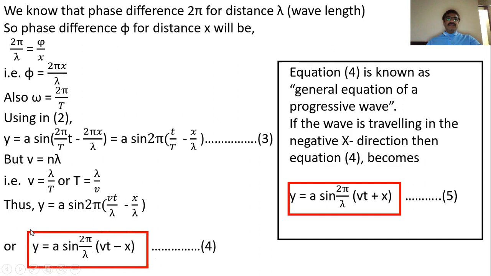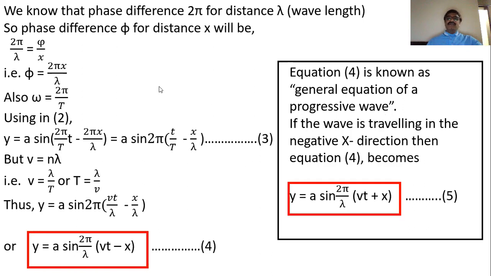This represents the displacement of a particle when a progressive wave or wave motion travels through the medium. When wave motion travels through the medium, the particles of the medium start their displacement, and the motion of displacement is simple harmonic motion. So this is the equation of simple harmonic motion, or the displacement of a particle of the medium performing SHM when the progressive wave is traveling through the medium. This is called the general equation of a progressive wave, and the equation is y equal to a sine 2 pi by lambda into vt minus x.